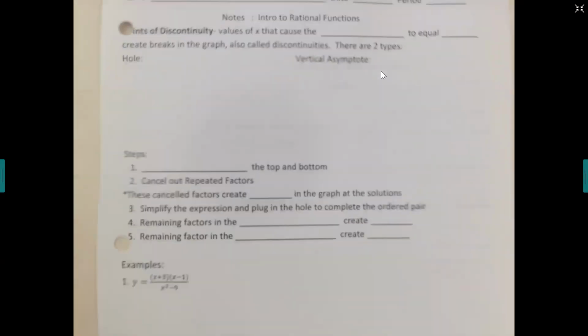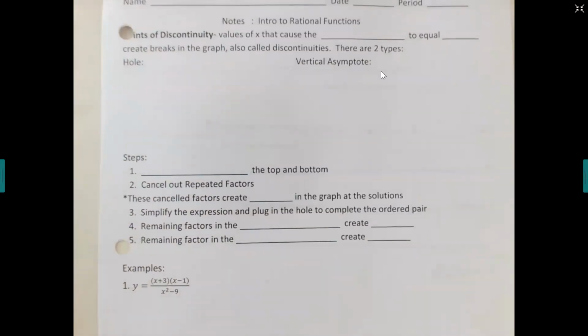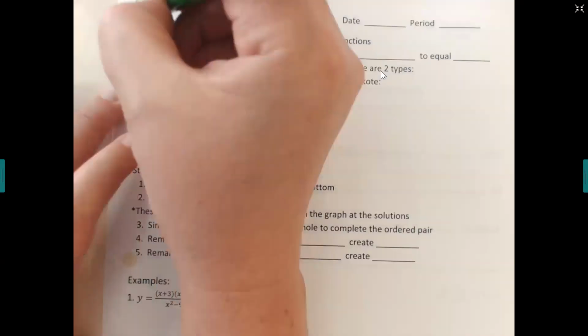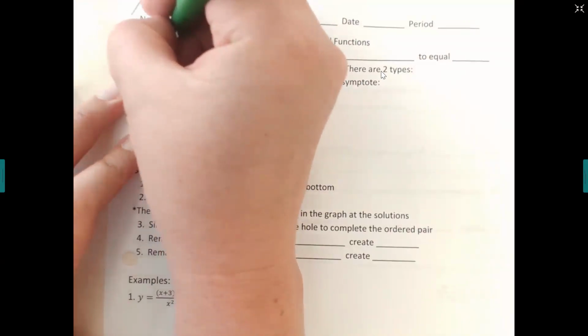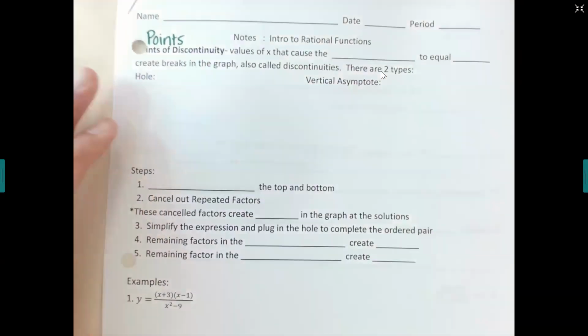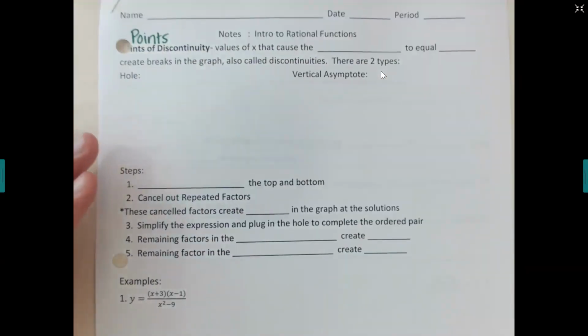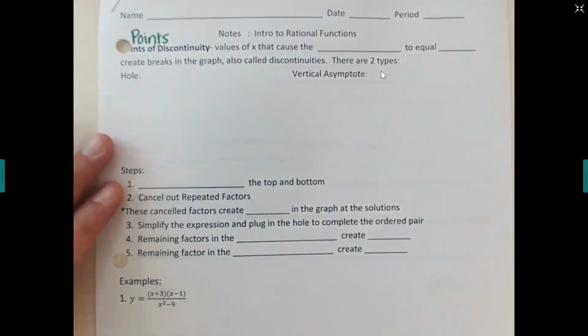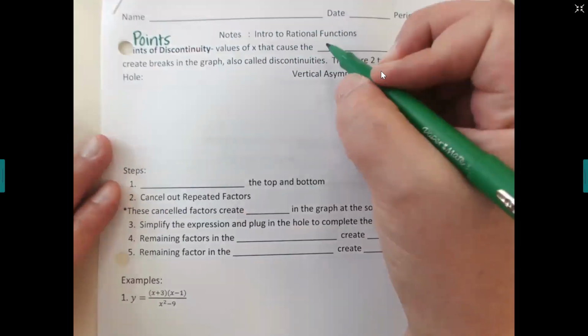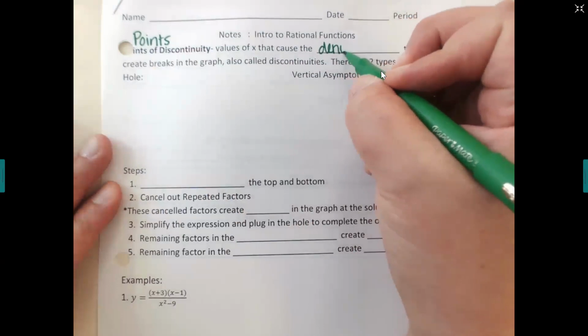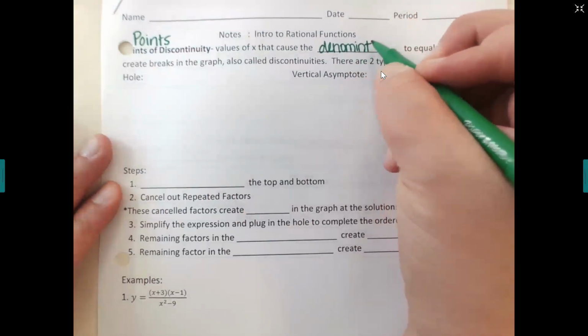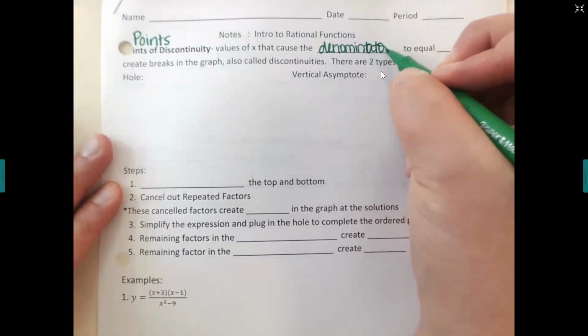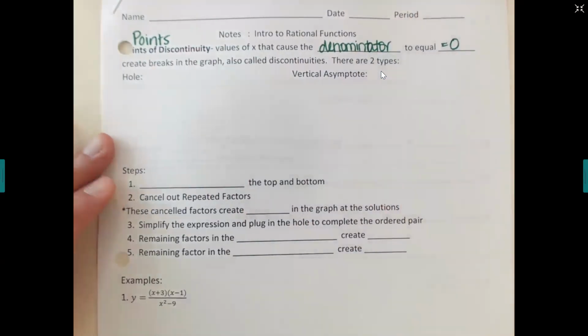So take a look at your notes for today. The word that got hole punched is points. Okay, so it should say points of discontinuity. Okay, and a point of discontinuity is going to be a spot in your graph where there's a disconnect. Okay, and these are created by things that cause the denominator of a fraction to equal 0.